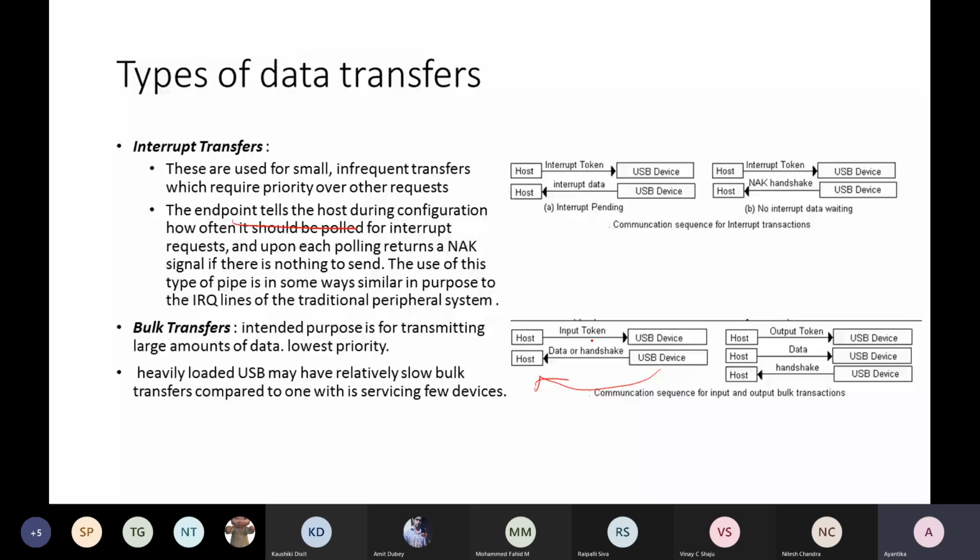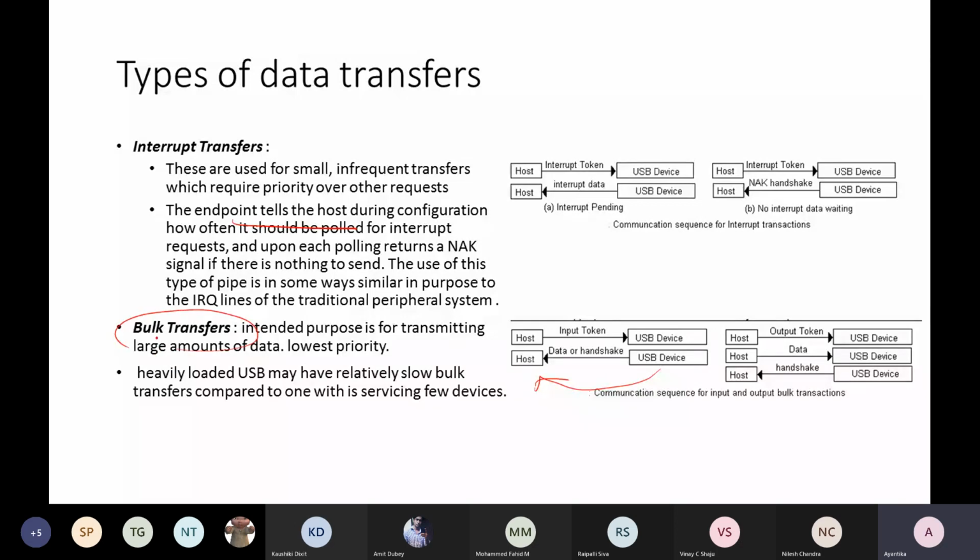So for that, the output token will be sent, and then data will be immediately sent, and then the USB device will send the handshake, that is the acknowledgement that yes, I have received the output token as well as the data. Okay, so this is for the bulk transfer.